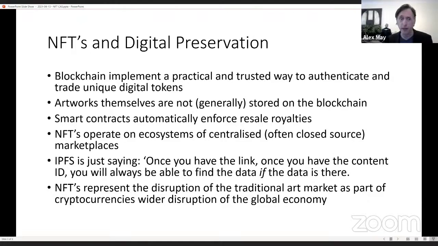So I think the NFT thing represents the disruption of the traditional art market, which is fascinating to watch, as everything shifts so quickly and unravels, and Christie's is trying to get in on it. It's just a big movement, but I think it's part of the cryptocurrency's wider disruption of the global economy, for good and possibly a little bit ill, but mostly good, I think.